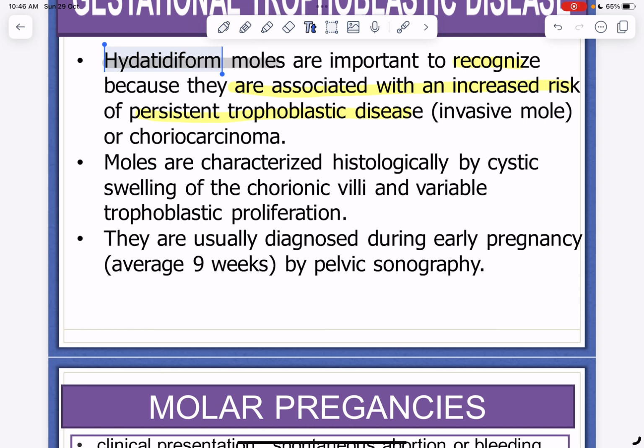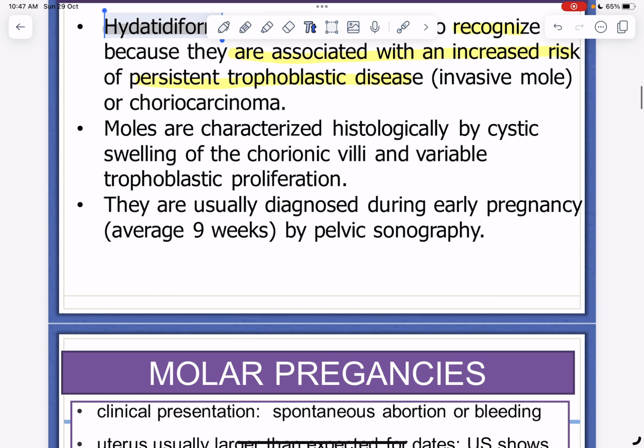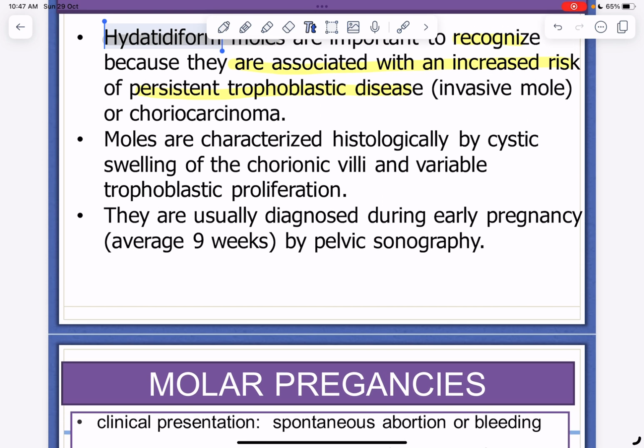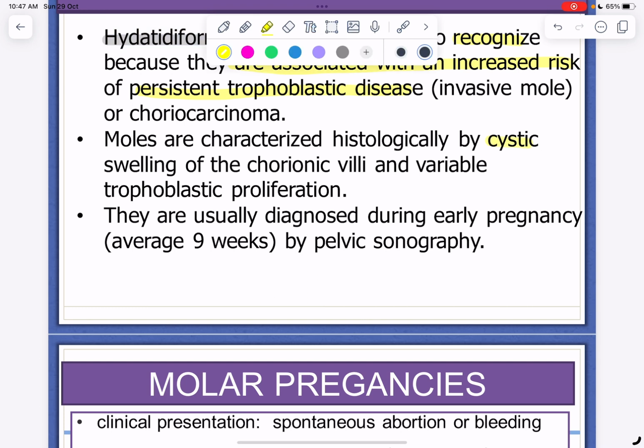The villi are lined by trophoblastic cells. Also, in hydatidiform mole, there is proliferation of these trophoblastic cells. Two conditions will occur in the placenta after that, and we call it hydatidiform mole. The first one, cystic swelling of the villi. The second one, trophoblastic proliferation. They are usually diagnosed during early pregnancy, around the second month and third month, by pelvic ultrasound or sonography.